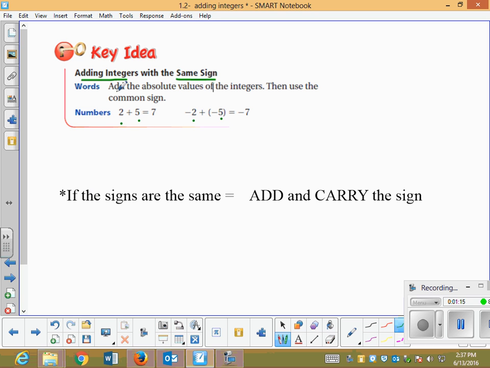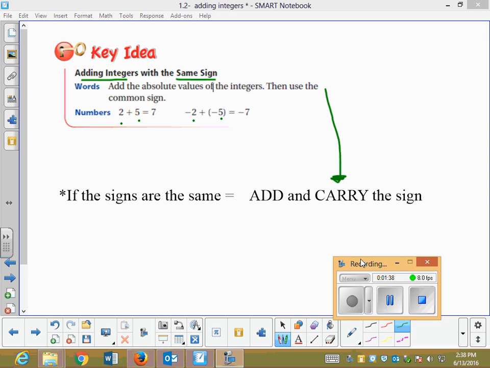So if you don't want to copy down this part right here where it says words, you can copy down my short definition. I usually like this one better, so this is going to be a better short version. You can say, if the signs are the same, you add and carry the sign. So you add the numbers and carry the sign that it has. Okay, so if you want, you can go ahead and pause this, copy down the notes on this page, or you can move on if you're ready.